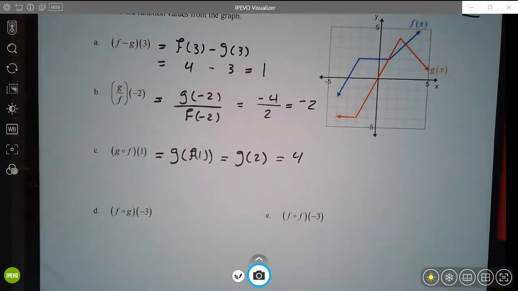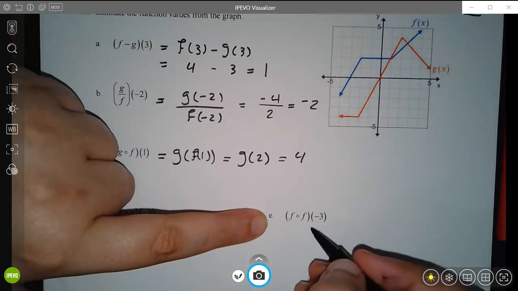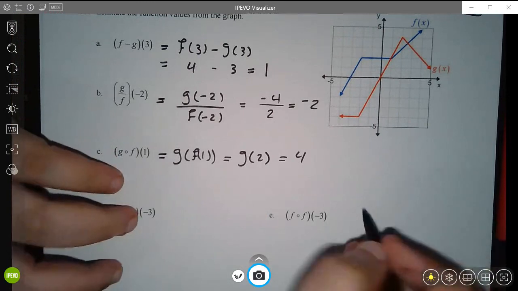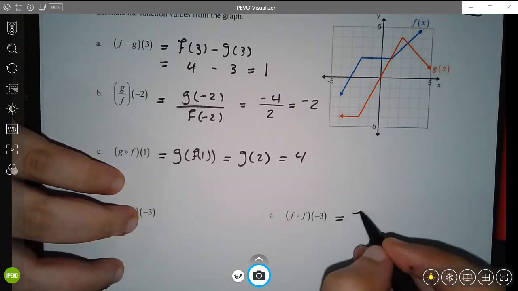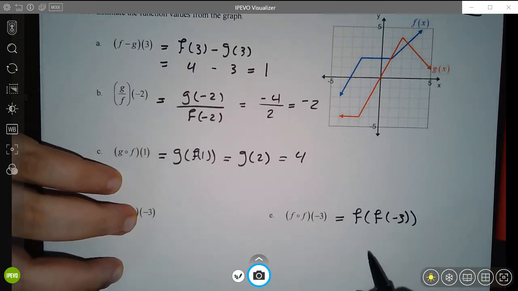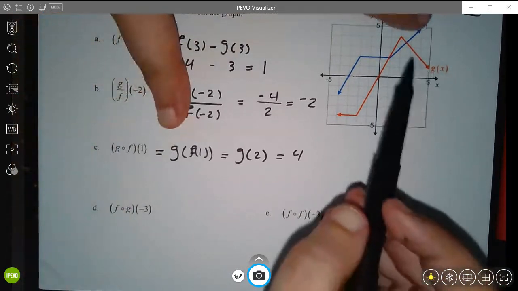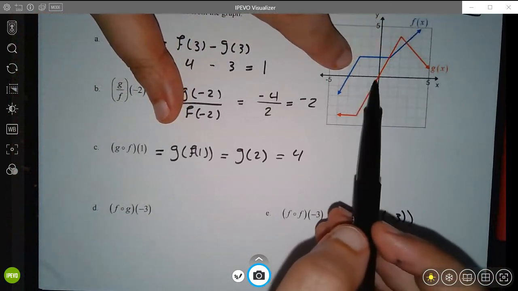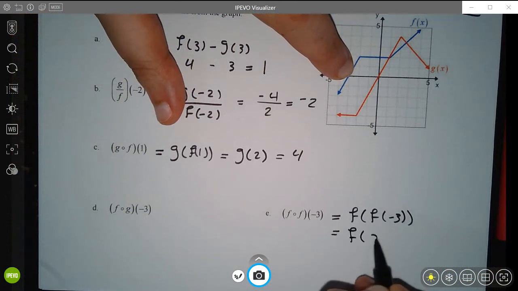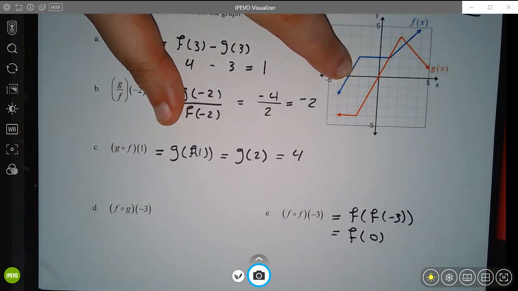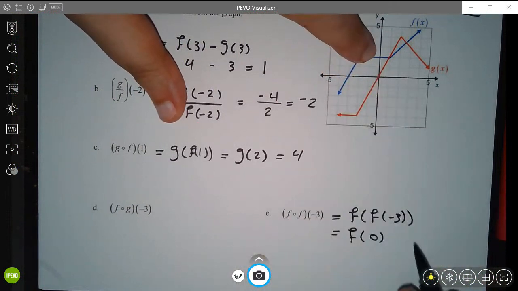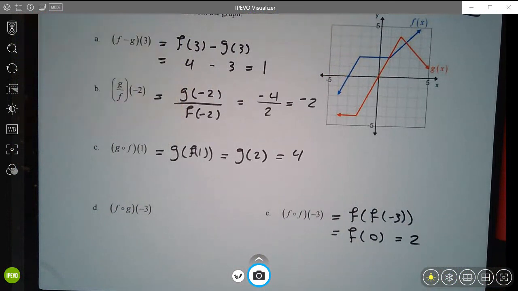The next one is going to be the same way, so I'm going to skip it. Let's do that one because we have the same function. We have composition of f in f, of negative 3. So f of negative 3 is where? Negative 3 for x is 1, 2, 3. It's right here, and it's 0. So this equals f of 0, since f of negative 3 is 0. Now we look for f of 0, which is right here, and the value is 2. So the answer is 2.